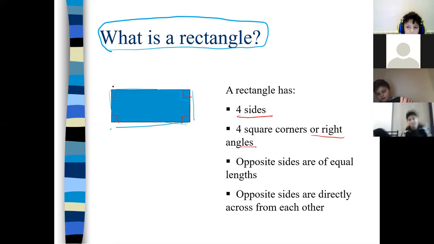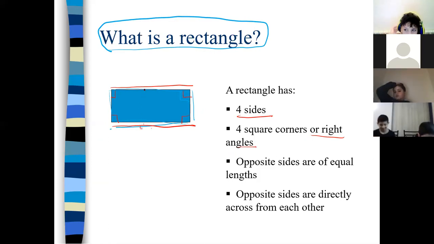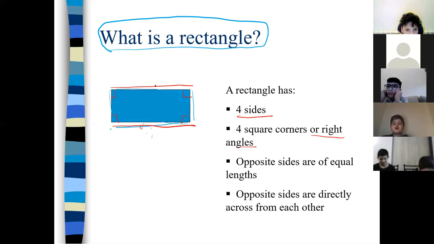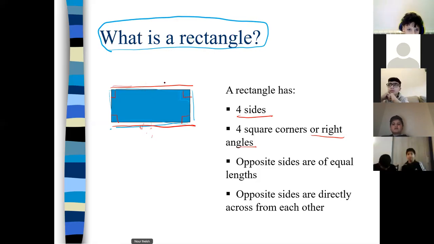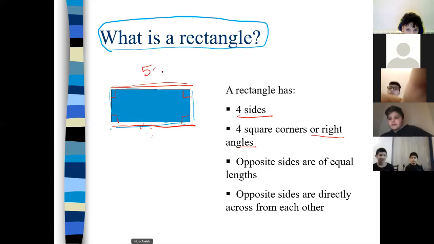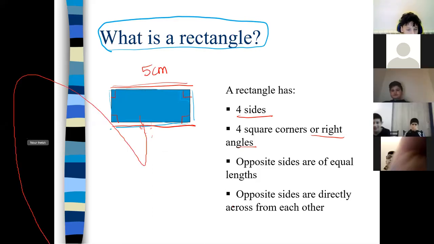Look at the opposite sides, the two sides that are facing each other, up and down. They are equal. In a square, all four sides are equal. In a rectangle, the opposite sides are equal and parallel. Parallel means they are facing each other. So, if the length of this side is 5 centimeters, then the length of the opposite side also is 5 centimeters.